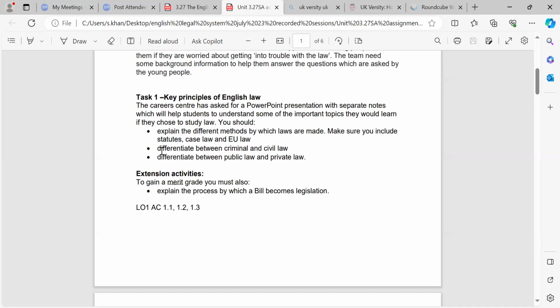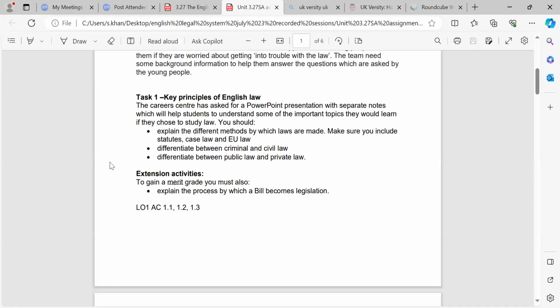The second part of task 1 is to differentiate between criminal and civil law. Make sure you have these as headings so that the person who is marking the work, the assessor, is able to identify that you've completed these tasks. In the third part of task 1, you need to differentiate between public law and private law. Again, make sure you are identifying the difference between each, and that you have this as a heading.